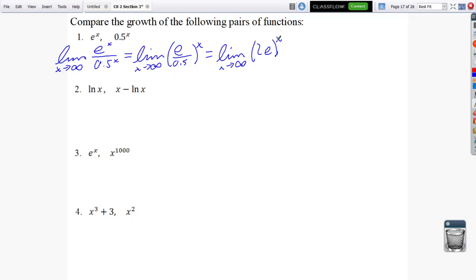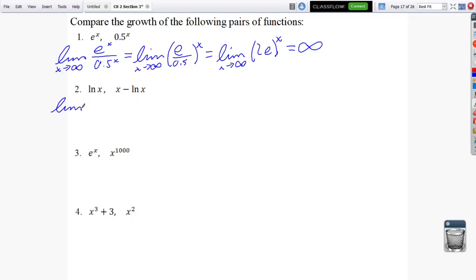And e is 2.71. Remember, that's why we celebrate e Day on February 71st. So this number, 2 times 2.71, is definitely bigger than 1. I don't need to know exactly what it is. Since this is bigger than 1, this is infinity. And therefore, e to the x grows faster than 0.5 to the x. Again, I'm not going to put the conclusion down. I'm going to say the conclusion.